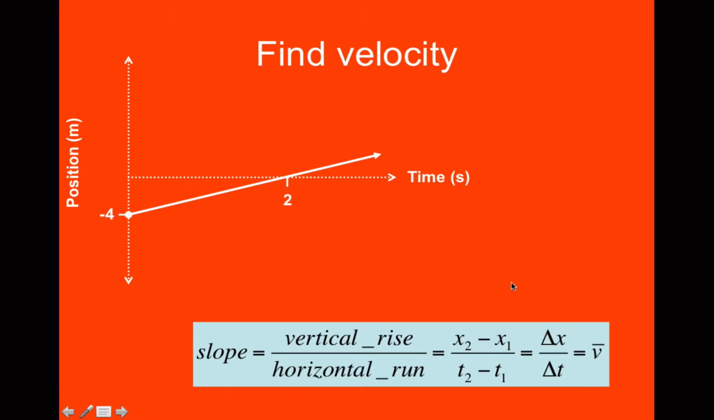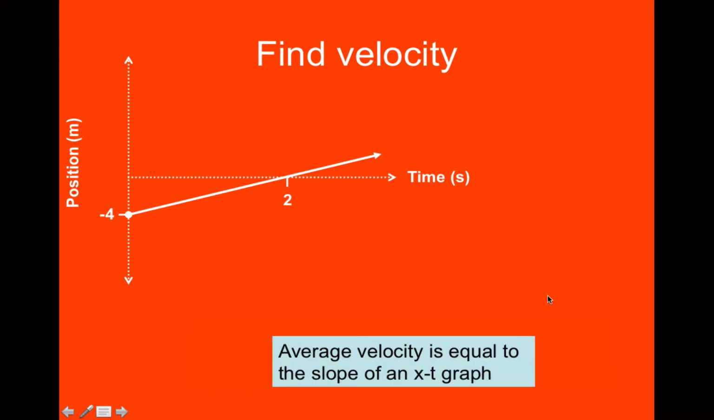And we know that what we just found was the slope of this line. And we know that average velocity is the slope of a position time graph. So hopefully this is old stuff, not a big deal.